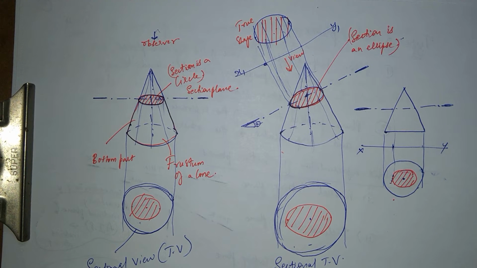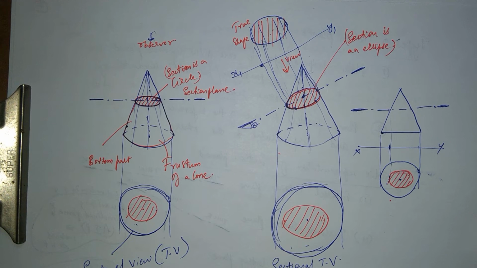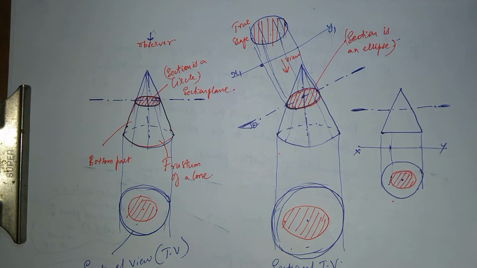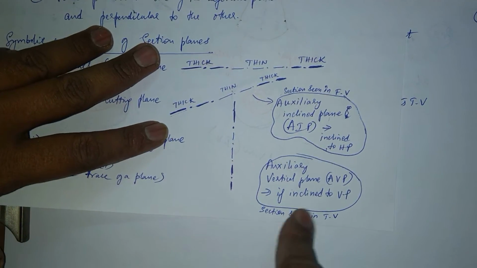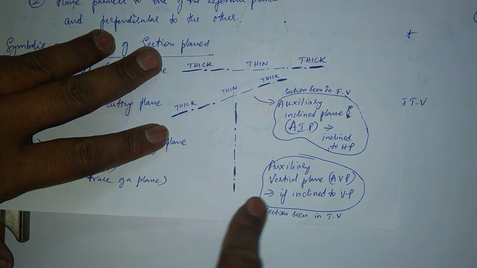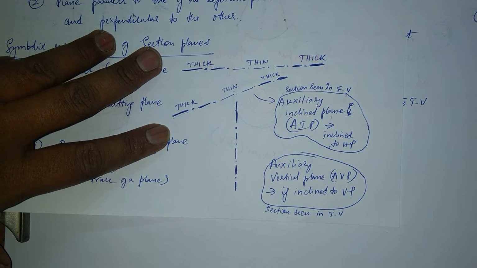The terms which you might want to look at are: what is a section plane, what is a section, what is a sectional top view, what is a sectional front view. Also the auxiliary inclined plane, like I told you in the previous sheet, and the auxiliary vertical plane. These two you might want to learn.